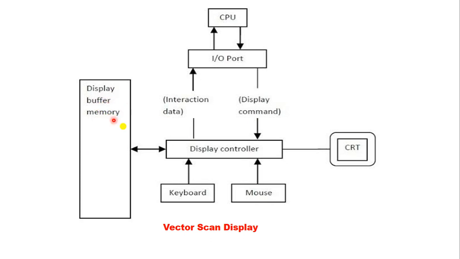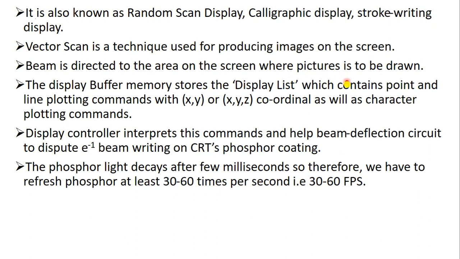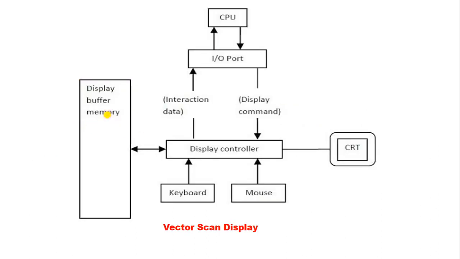The display buffer memory contains the display list. This display list contains points or line plotting commands with xy or xyz coordinates, as well as character plotting commands. So the display buffer memory contains the display list, or the display command, which means the display list contains the information of the line or the dot or the point or some kind of alphabets. So this kind of information is the display command or the display list, and this display buffer memory contains the display command or the display memory.